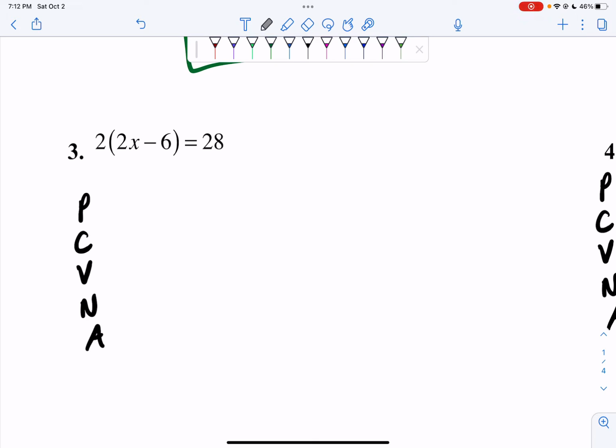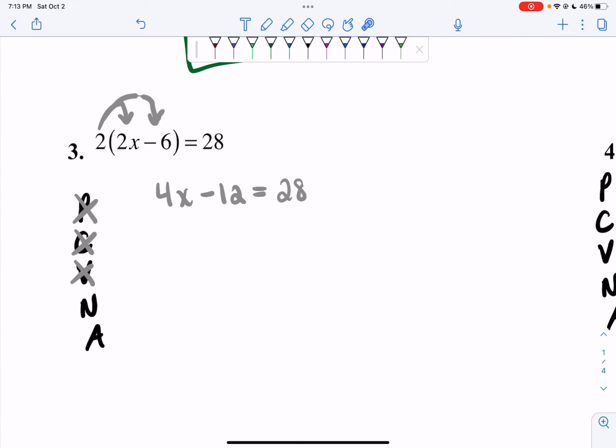So do I have parentheses? Yes, I do. We distribute. So 2 times 2x, 2 times negative 6. 2 times 2x is 4x. 2 times the negative 6 is a minus 12, and that's equal to 28. There's nothing to combine. My variables are on one side.